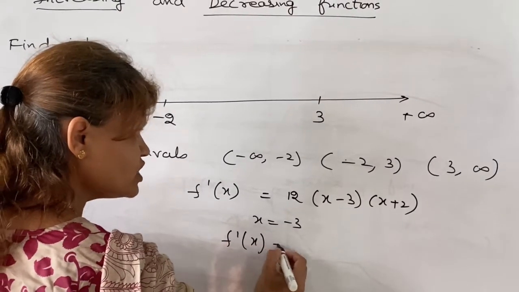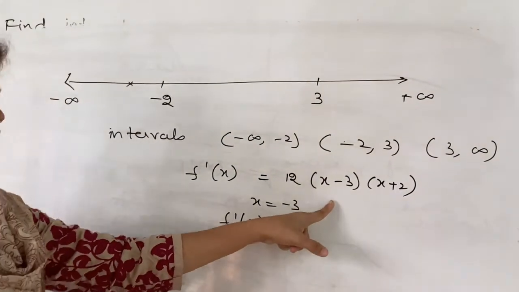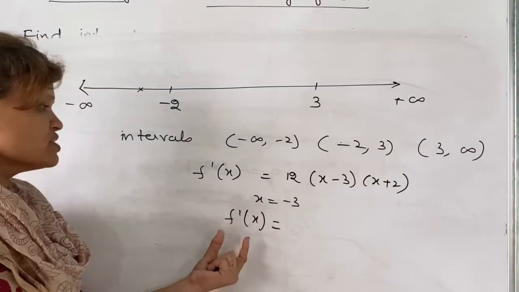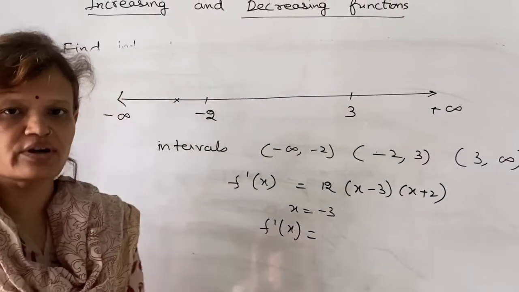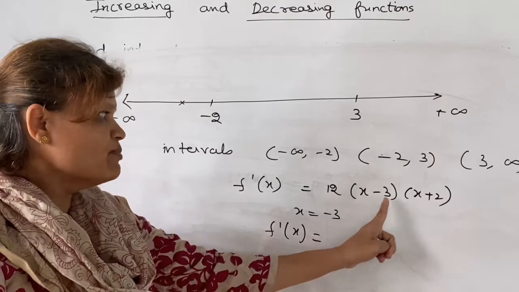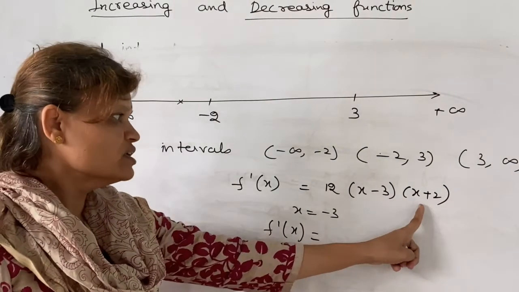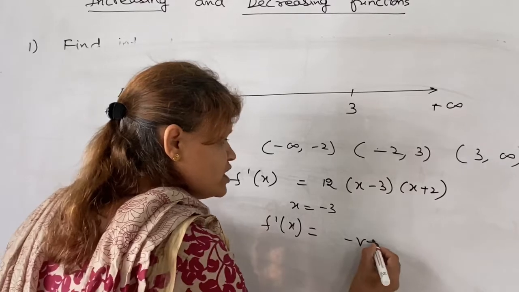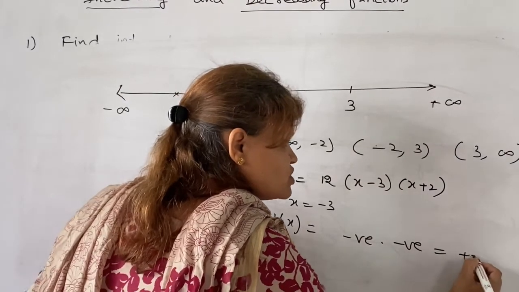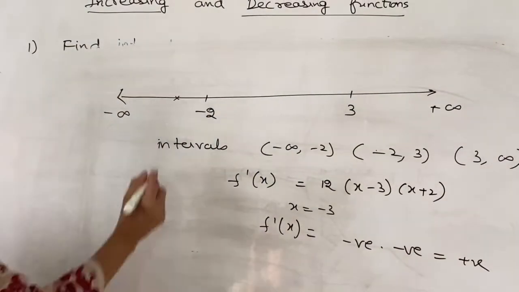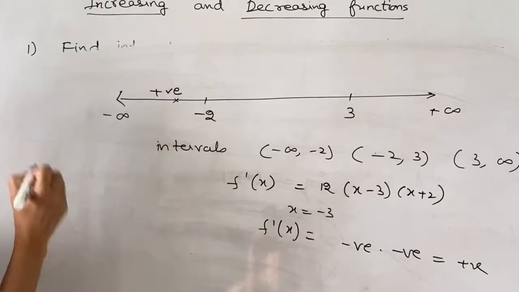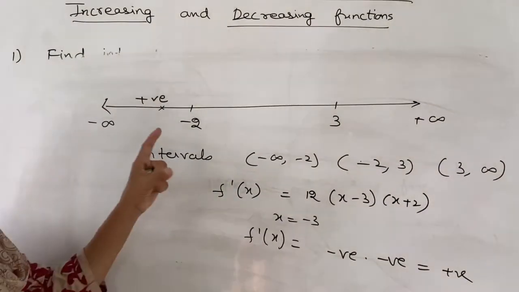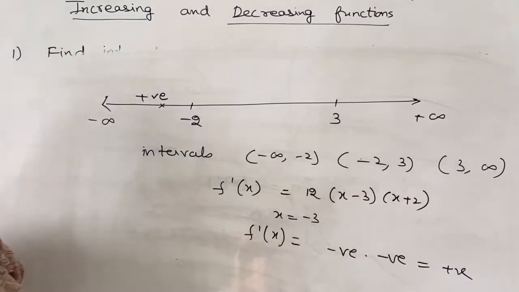Then f dash of x will become, you need not have the value, you can just substitute and check. We just want to check whether this f dash of x is positive or negative. So this will be minus 6, so this will be negative, this will also be negative, minus 3 plus 2. So we have negative into negative, that is positive. So here in this interval we are going to get f dash of x as positive. Similarly, if you check minus 2 to 3, you will get negative.